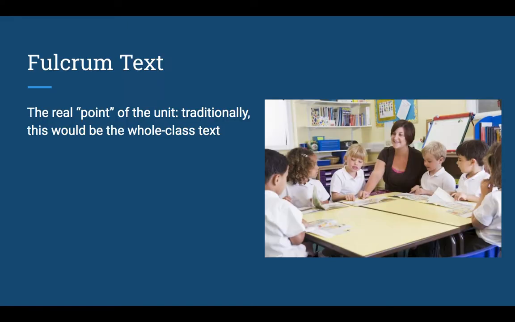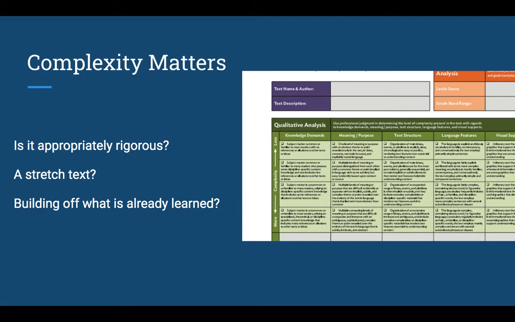So the fulcrum text is the point of the unit. It's traditionally the whole class text. If you're working in a different format, like reading groups, maybe you have people reading in groups based on a theme, but they're all reading different books that are more leveled towards them or geared towards their interest. But it's that point of the unit. And in a content area, it might be the content itself.